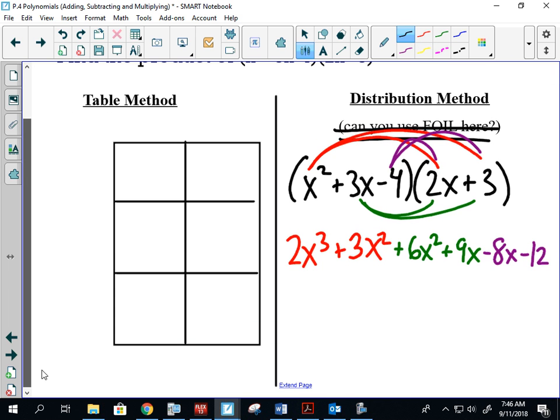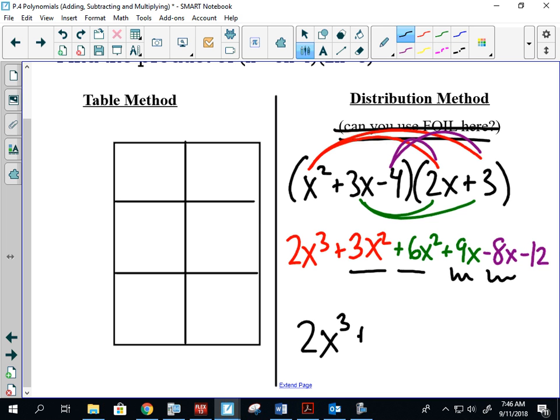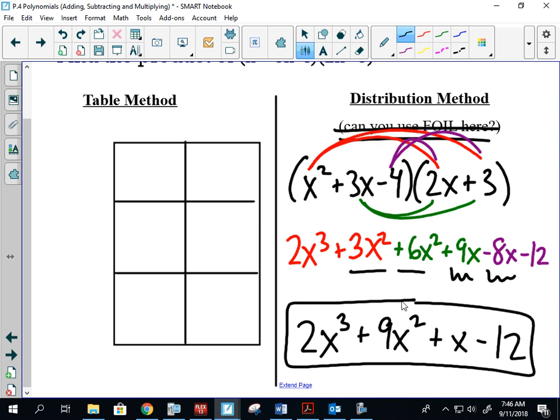Now I just need to combine my like terms. There's like terms here and here. There's like terms here and here. So I have 2x cubed plus 9x squared plus 1x minus 12. And I'm all done. That's if I use the multiple distribution method.